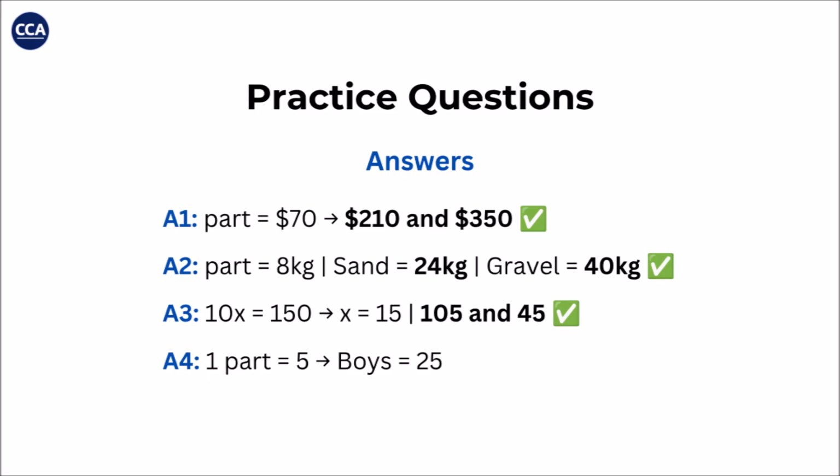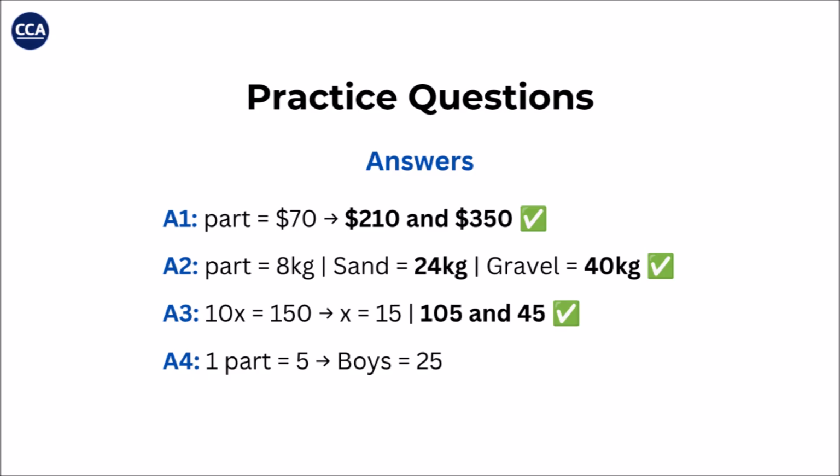Answer 4. Girls are 4 parts and equals 18. 1 part equals 4.5. Boys, 5 times 4.5 equals 22.5. Wait. Let me re-examine. 18 divided by 4 equals 4.5, which gives a non-whole number for boys. This means 3 more boys join, 22.5 plus 3 equals 25.5, still non-whole. Actually, this question needs a small correction. With 18 girls in a 5 to 4 ratio, boys would be 22.5, which is not a whole number.